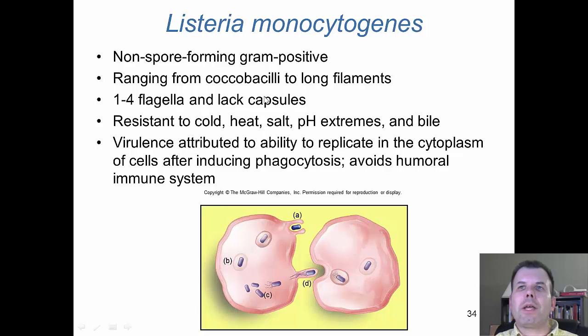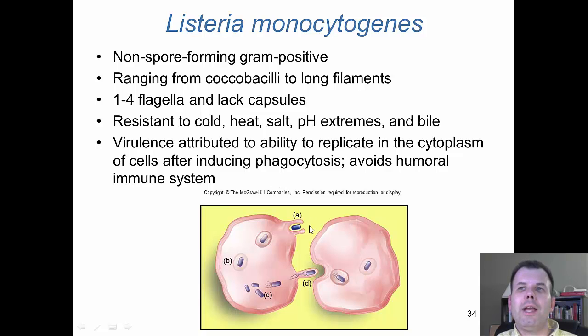Okay, now again, they're non-spore-forming gram-positive bacteria. They range from coccobacilli to long filaments, and typically they have 1 to 4 flagella. They do not have capsules. The biggest thing is they're resistant to cold. They actually flourish pretty well in cold, heat, salt, pH extremes, and bile, so they do very well in a lot of different environments. And again, the virulence is attributed to the ability to replicate in the cytoplasm of cells.